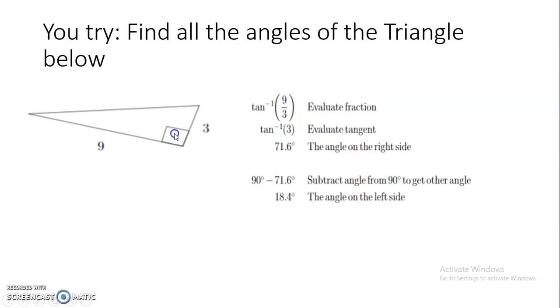We know this angle is always 90 degrees. So what is the other one? If this is 90, then when you add the other two, they will also be 90 degrees. So 90 minus the angle we just calculated will give us the other angle that's missing, which is 18.4 degrees. And we now have the values of all the angles of this triangle.